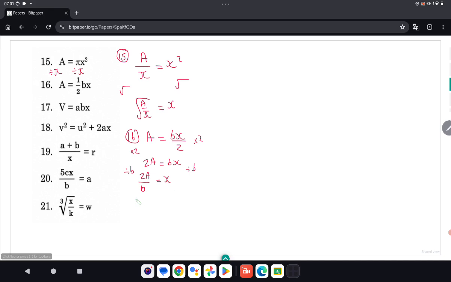Question 17. So I want to get rid of the ab, and I want to do it together. So I'm just going to divide both sides by ab, which gives us V all over ab is equal to x. 18. Right, so I've got x times 2a plus u squared. Let's get rid of this u squared first by taking it off both sides. And then let's divide both sides by 2a.